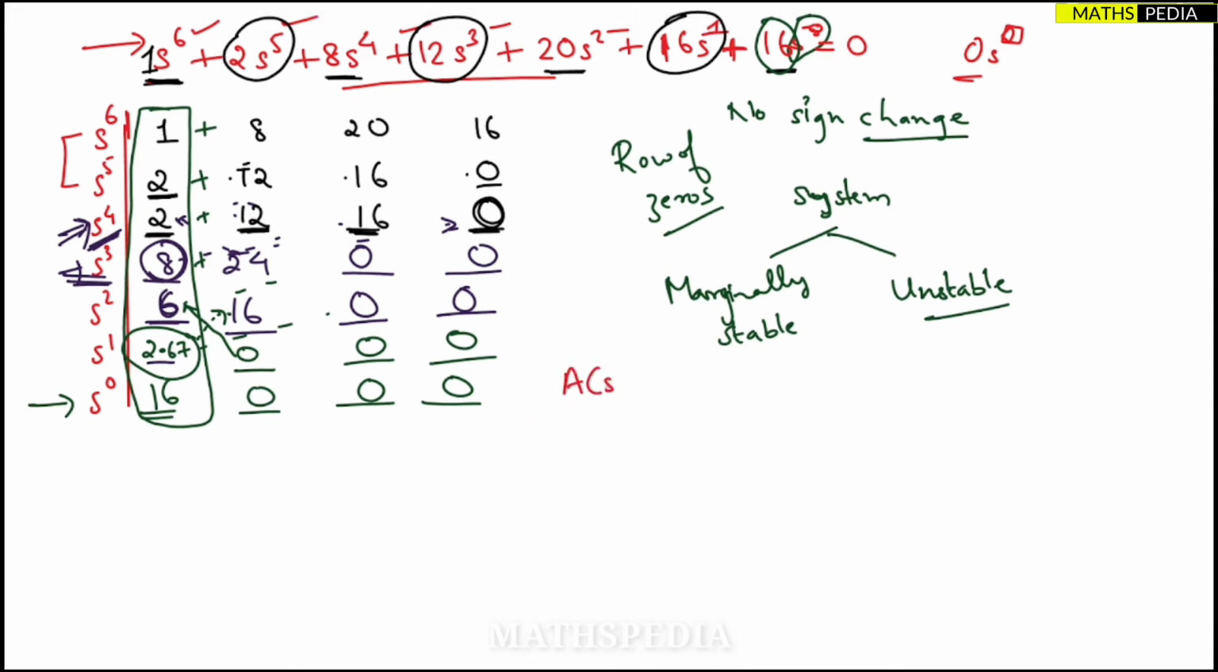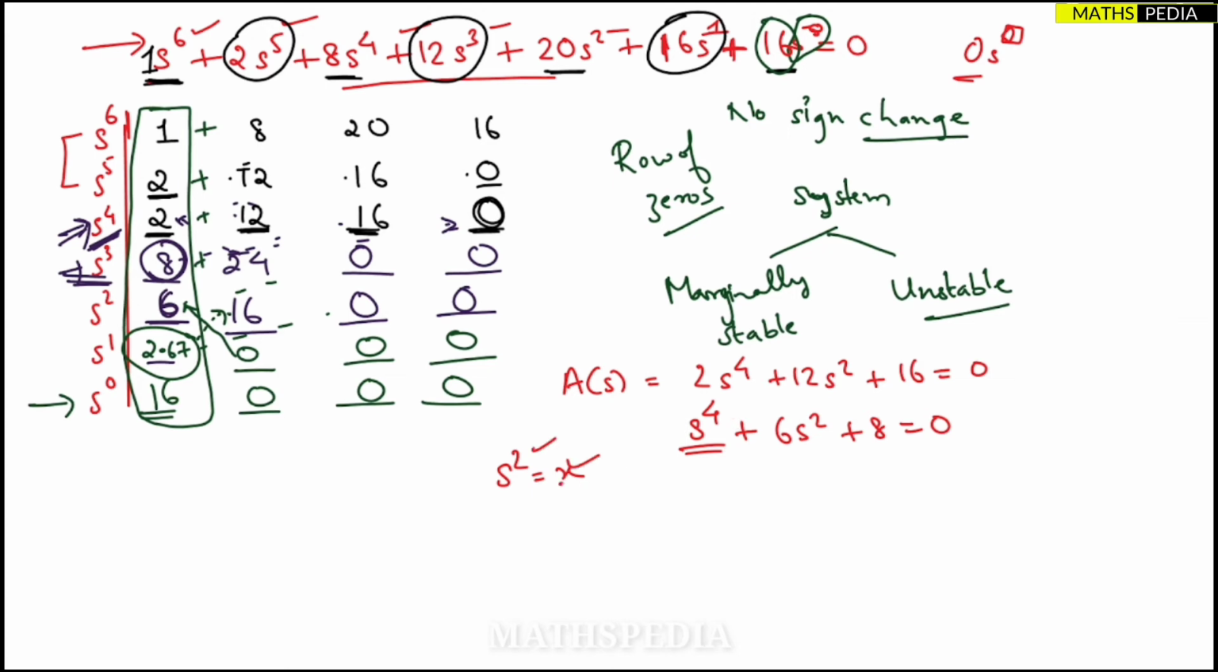So the auxiliary equation, we know, was 2s power 4 plus 12s power 2 plus 16 equal to 0. Now from here we can simplify this one. Taking 2 as common, it is nothing but s power 4 plus 6s square plus 8 equal to 0. Now from this equation I can write s square as x, because this is not quadratic in s, but quadratic will be simple to solve. So s square I will write as x, so this becomes x square plus 6x plus 8 equal to 0.